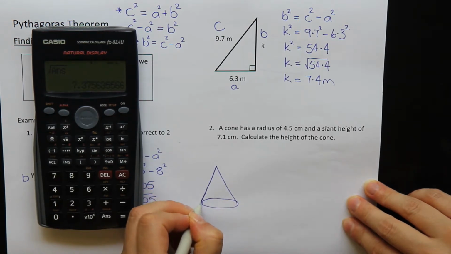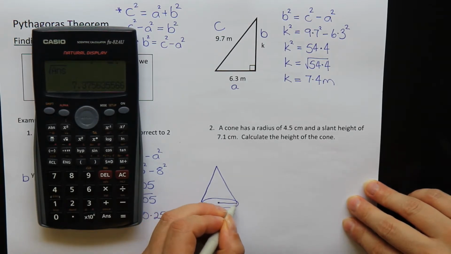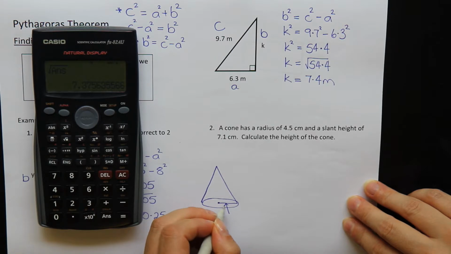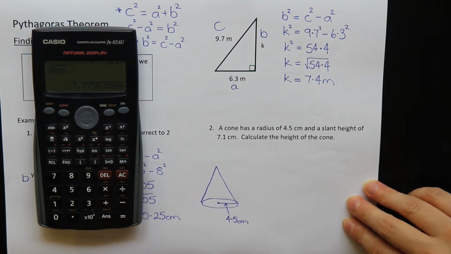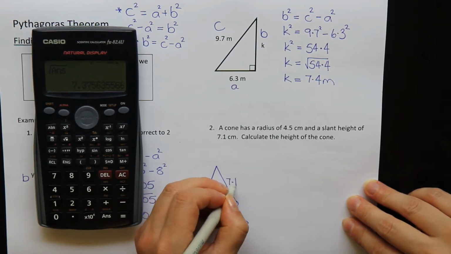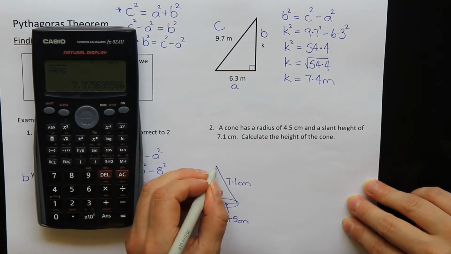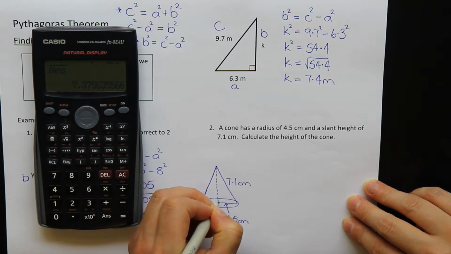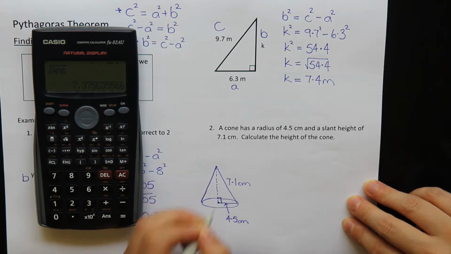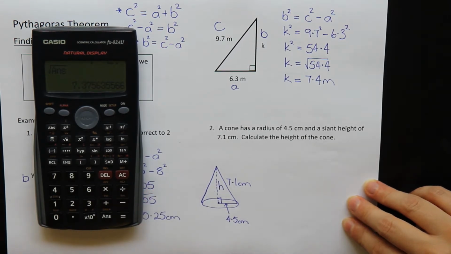There's my cone. It says the radius of the cone, so from the center out, is 4.5 centimeters. And the slant height, which is this one here, is 7.1 centimeters. It asks me to calculate the height of the cone, which would be, if I draw a dotted line down here, it would make a right angle with the base. That would be the side I want. I'm going to call it H for height.